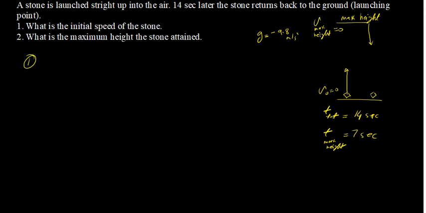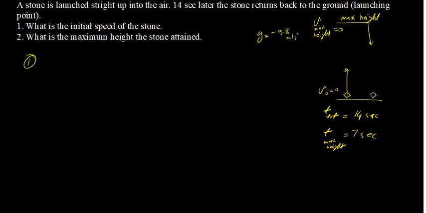What is the initial speed of the stone? I don't know how much V naught is, but I do know that the time required to reach the maximum height is 7 seconds. I know the gravity acceleration, and I know that at the maximum height, the velocity will be 0. So I will focus on that part of the trip, just going from the ground to the maximum height.